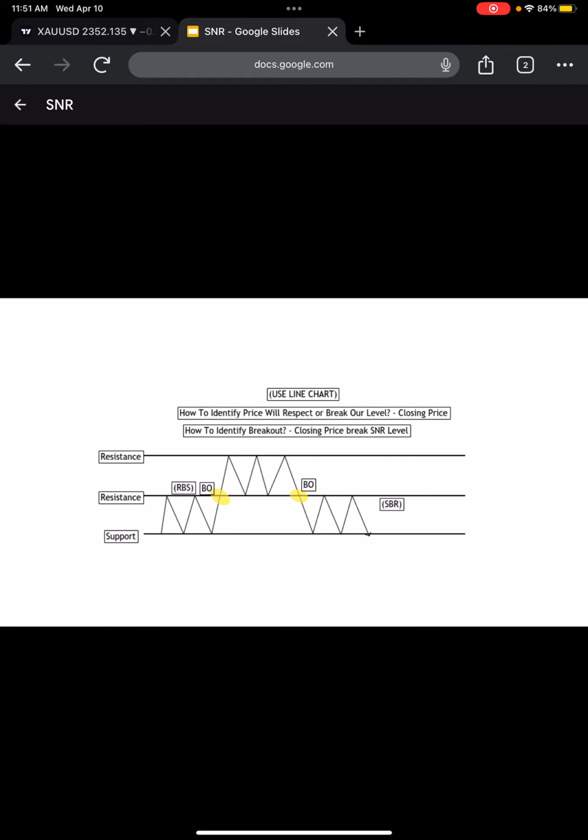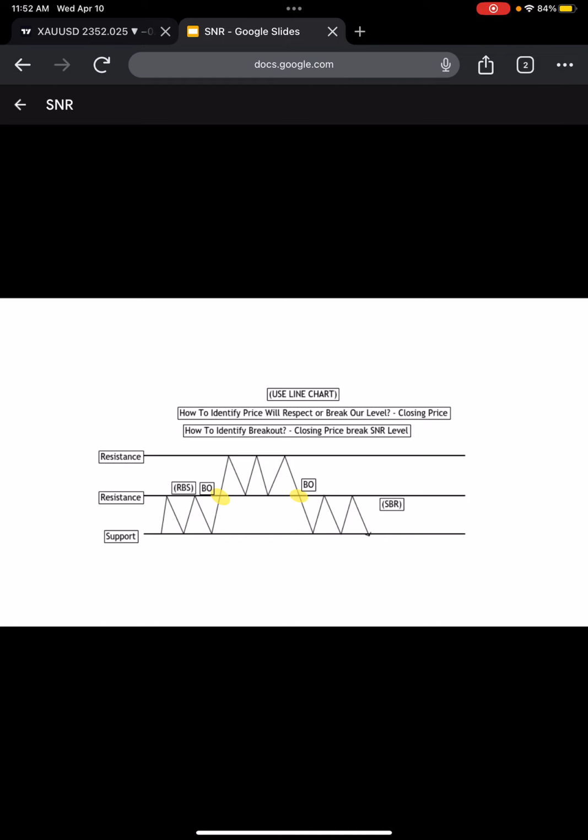So if you notice the first breakout, once it broke out of the resistance, it then became support, right? And the same thing goes for the other side. Once there's a breakout of support, then support becomes resistance. So essentially that's all price is doing, moving from support to resistance, resistance to support until there's a breakout.